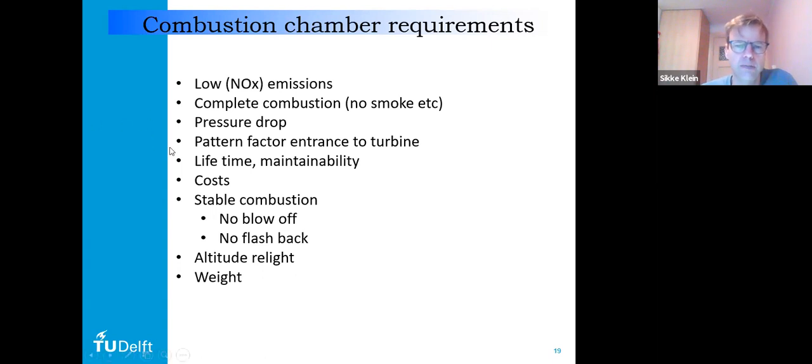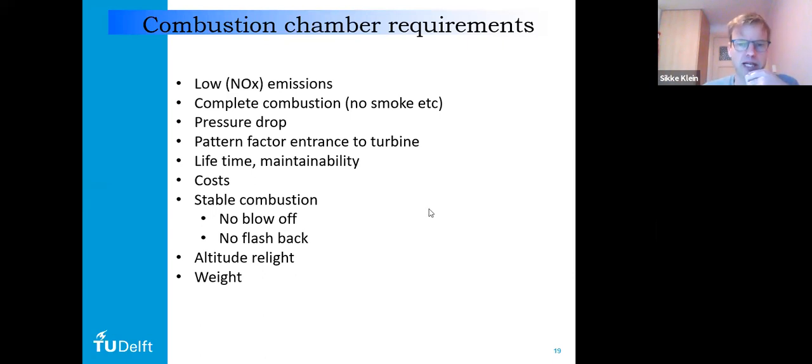The other factor is the pattern factor at the entrance to the turbine. At the outlet of the combustor, you have a certain temperature profile, and that profile should match the turbine inlet nozzles. So the cooling of the turbine inlet and the material composition and design of the turbine inlet should be matched with the pattern factor at the outlet of the combustor. Normally it's a little bit colder at the wall and higher in the center, and it should match the turbine design.